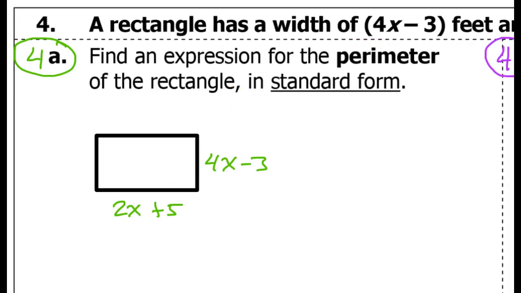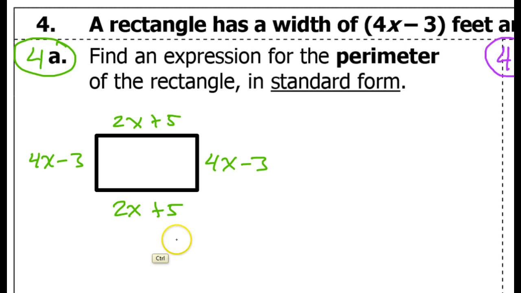Okay, anyway, perimeter. So how do I find perimeter of any shape? I add up all the sides. So I need expressions for the other sides. Well, of course, both of these sides of the rectangle are the same. So we will have another 2x plus 5 up here. And the width is the same over here. So this side is also 4x minus 3. So I need to add up all the sides.